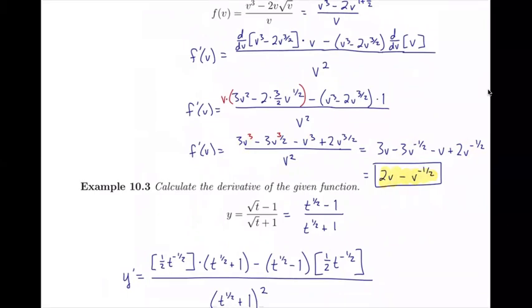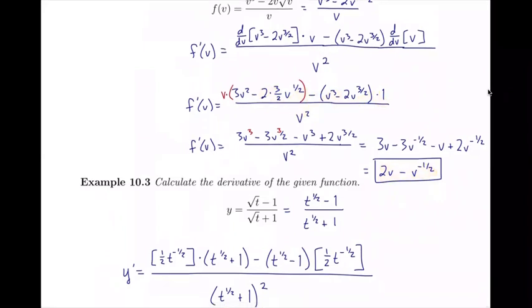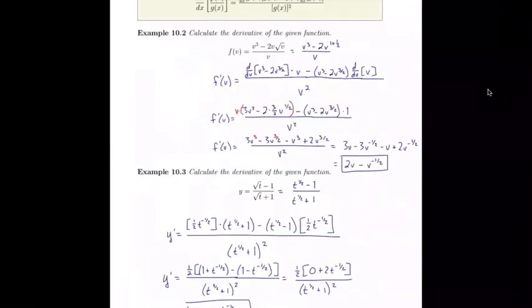If I had to take f double prime of v, I would rather do it with this function than something like this, because this one I'm going to have to do a lot of work for. I better try to simplify that before I try to actually take another derivative of it. That can be very messy. So that's the reason to practice simplifying these, because you will have to take second derivatives of functions like this eventually.